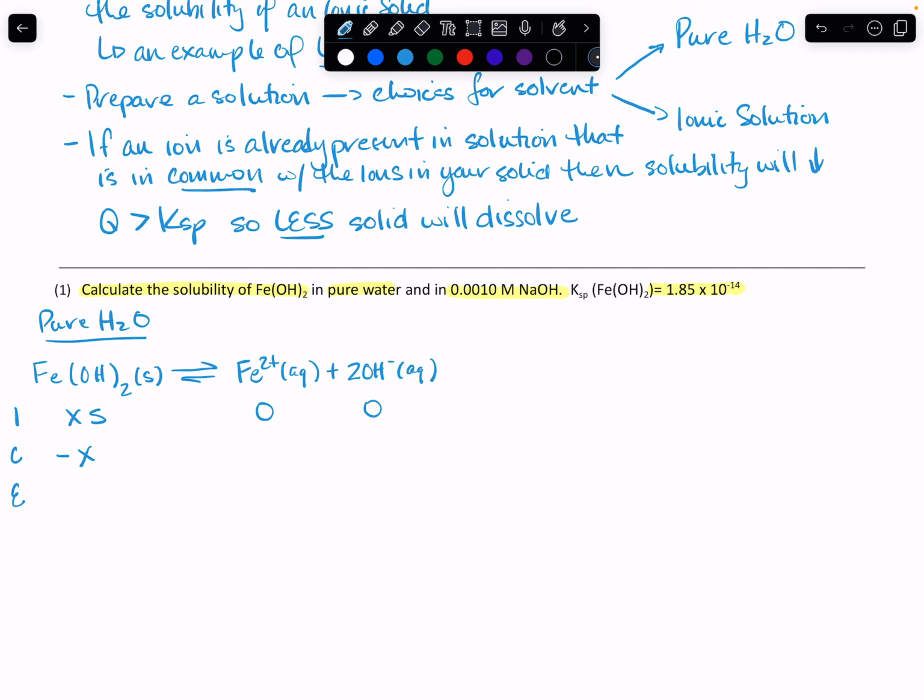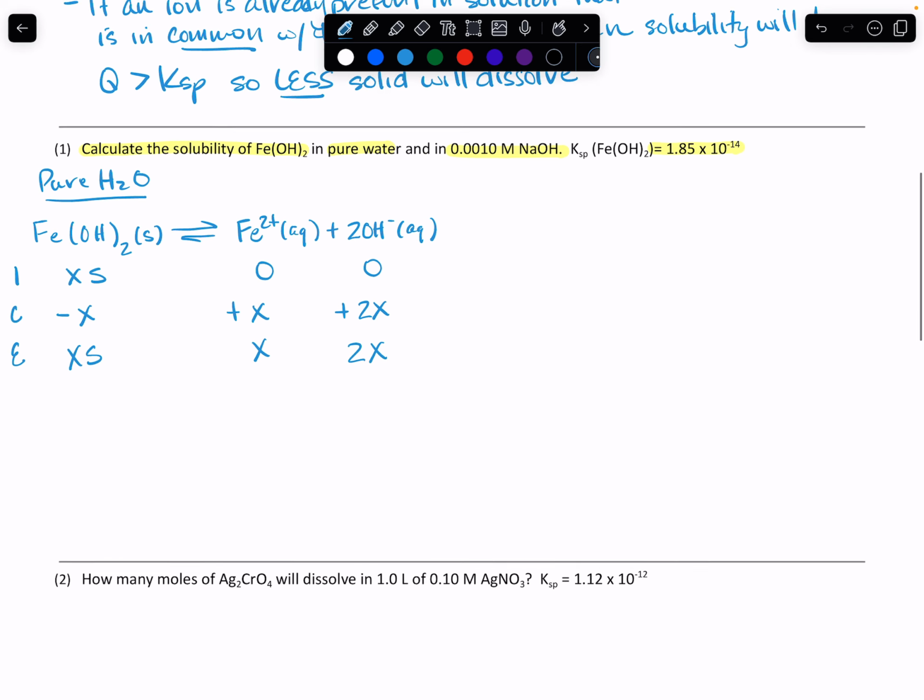All right, we'll lose some of the solid and gain some of the ions, 2x for that hydroxide. The solid will still be in excess at the end, and we'll have a certain amount of each of those ions. All right, so our Ksp expression is Fe2+ times OH- squared. We use that Ksp value, 1.85 times 10 to the negative 14th, equals x times (2x) squared.